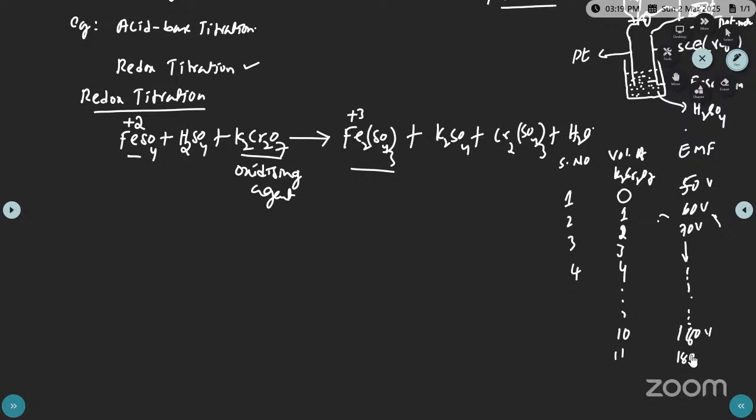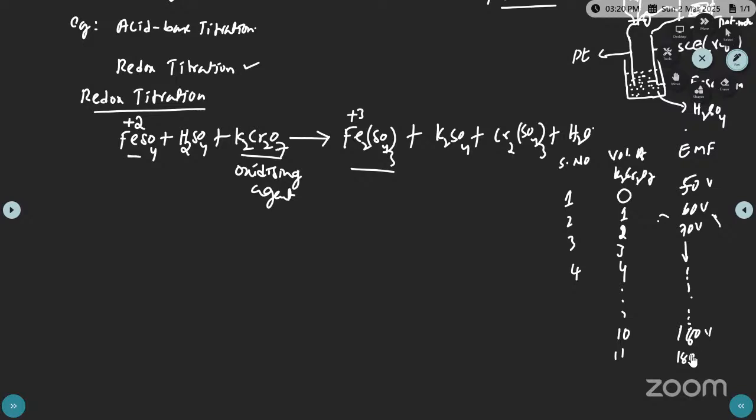For how much volume of potassium dichromate is FeSO4 converted into Fe2(SO4)3? Okay, up to what volume the FeSO4 changed into Fe2(SO4)3, that is what the end point is. So at a certain volume of the potassium dichromate, the total reaction will be completed. After completion of the reaction, there is no increase in the EMF values. So based on that, we can conclude the end point.